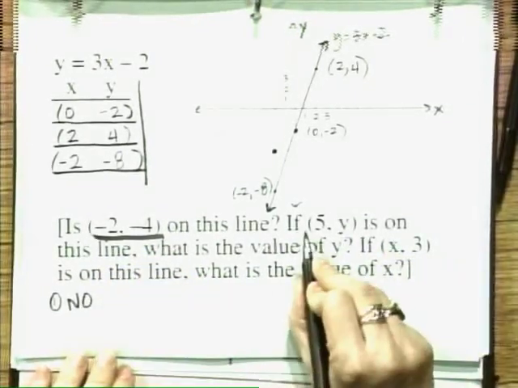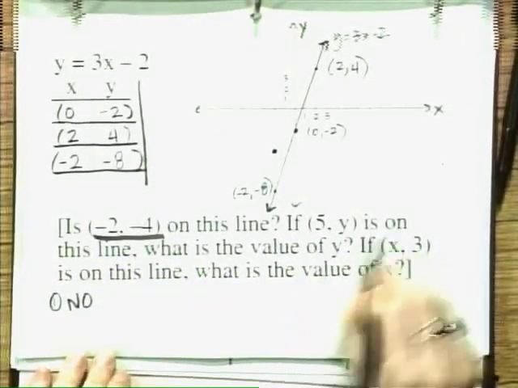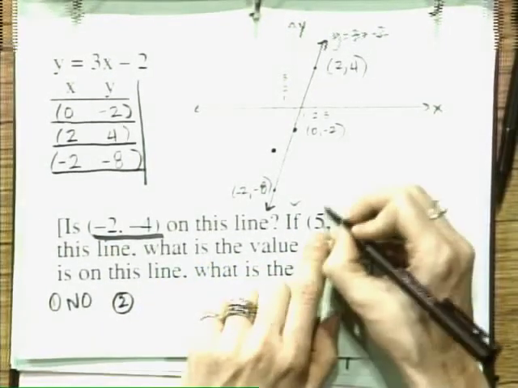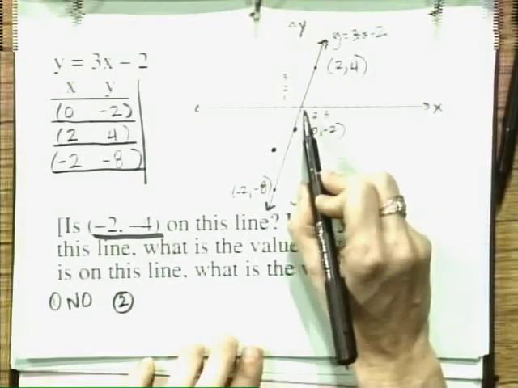Let's go to question number 2. If 5 comma y is on this line, what's the value of y? Well, let's take a look. 5, this is our x, what our x would have to be. So let's see where x is 5. 1, 2, 3, 4, 5. So it's going to be 5 comma something. Let's see. Well, our line doesn't go that high.